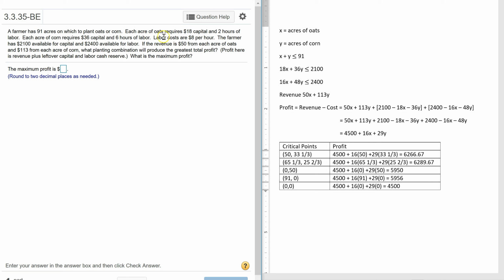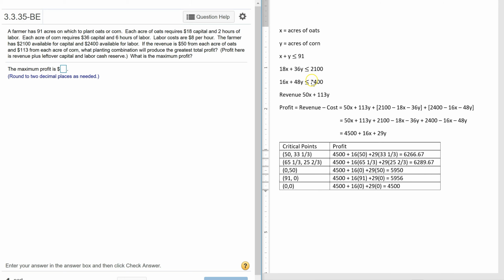Then each acre of oats requires $18 capital and 2 hours of labor. Each acre of corn requires $36 capital and 6 hours of labor. But we have to remember the labor costs are going to be $8 an hour. The farmer has $2,100 available for capital. So my first inequality with that is $18 is required for each acre of oats, and then corn requires $36 of capital for each acre of corn, and that total needs to be less than or equal to $2,100.